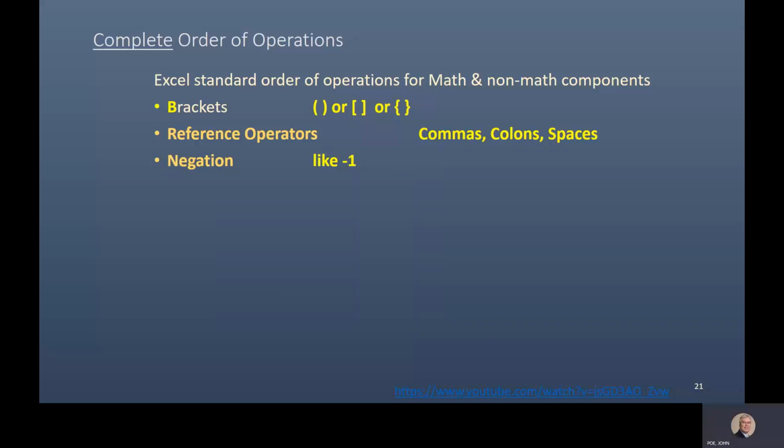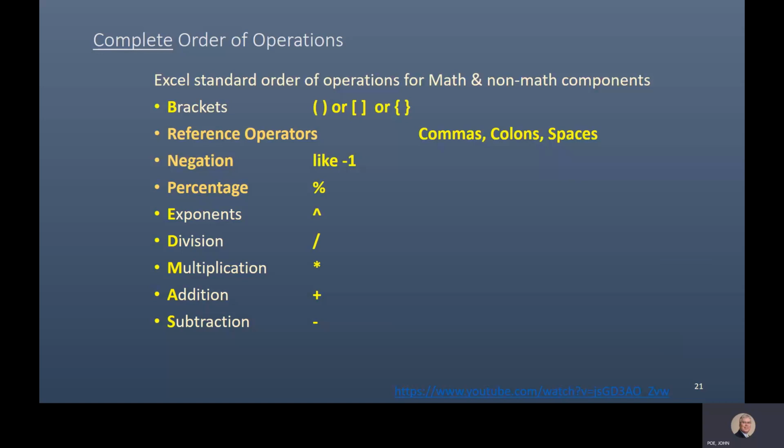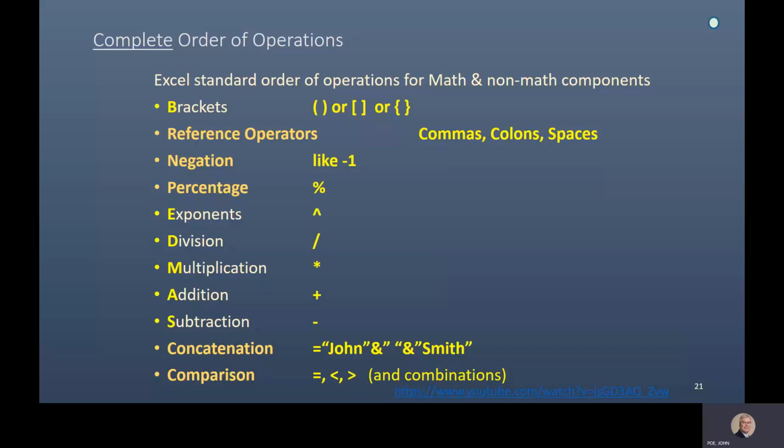Within that, calculate a negation. Next comes the percentage. Then we get into the exponents, division, multiplication, addition, subtraction that we saw at the very beginning. And then finally, we go into concatenation. And once we've done these different items, then we can check on the comparison to give us that true-false switch, or if you're combining with an IF statement, it'll cause that to do one action or another.